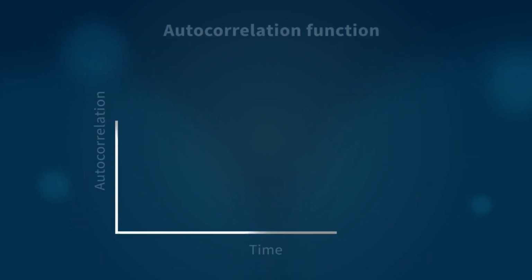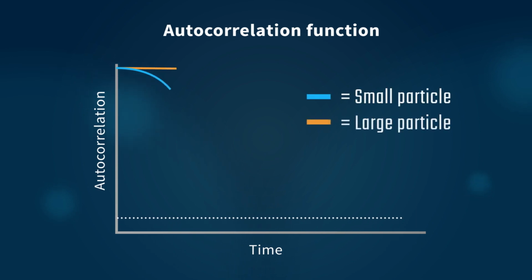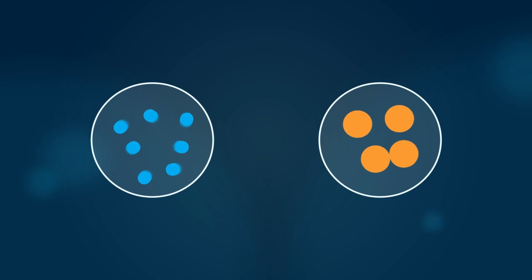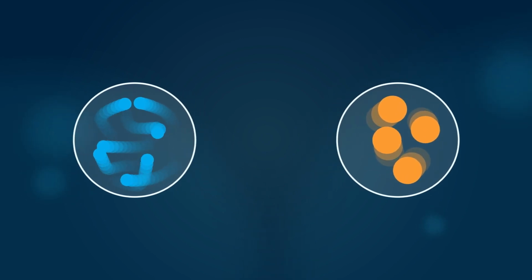The autocorrelation function, or ACF, is the raw data used for DLS size determination. It gives you insight on how your prep is behaving and enables you to evaluate the quality of your data. The ACF is a delay function that reflects the likelihood a particle will be in the same place over time.